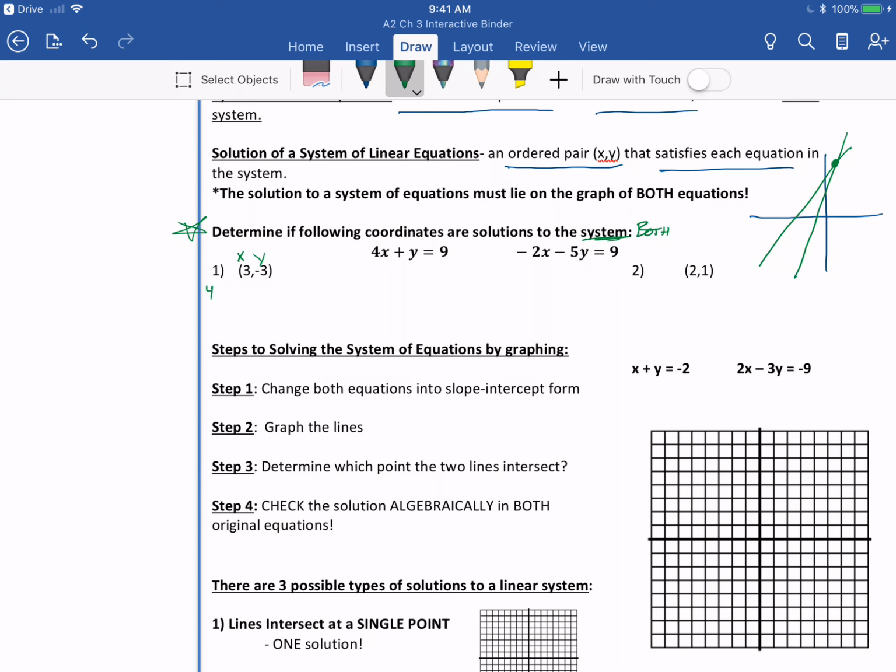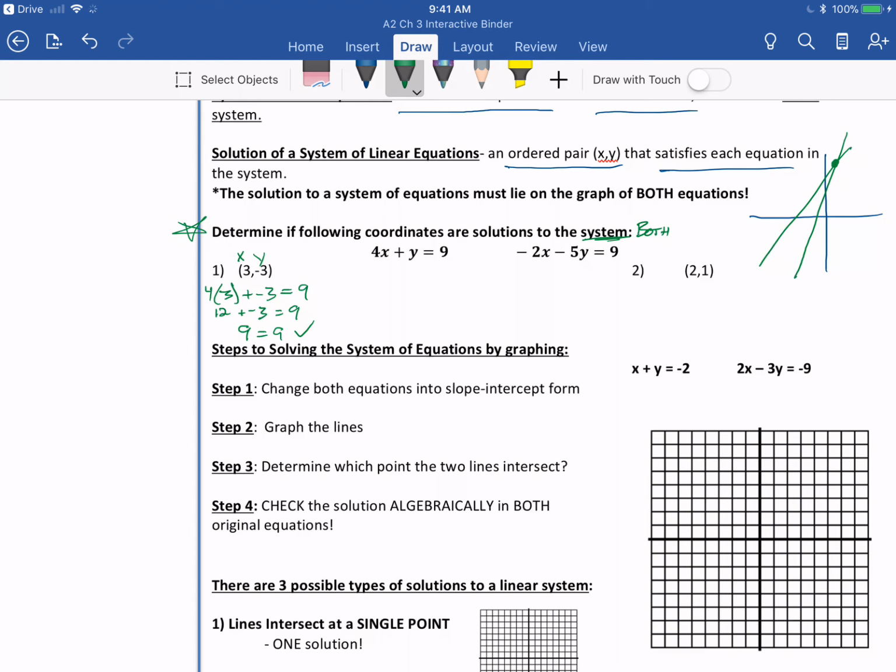So the first one, I have 4 times 3 plus -3 is equal to 9. Is that actually equal to 9? So 4 times 3 is 12. Plus a -3, is that 9? Is 12 minus 3 equal to 9? Sure it is. 9 does equal 9, so yeah, that checks off. That works in that equation.